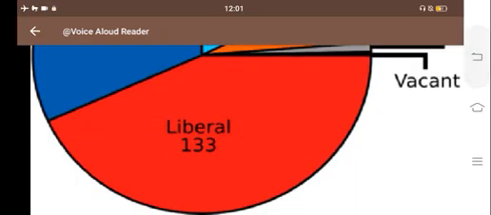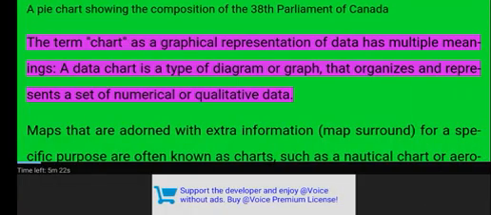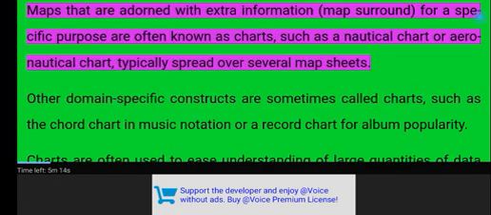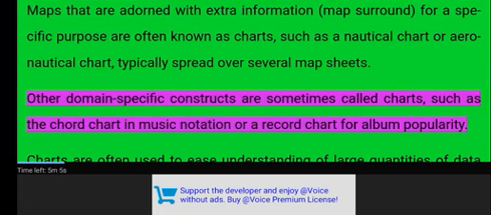The term chart as a graphical representation of data has multiple meanings. A data chart is a type of diagram or graph that organizes and represents a set of numerical or qualitative data. Maps that are adorned with extra information, maps made for a specific purpose are often known as charts, such as a nautical chart or aeronautical chart, typically spread over several map sheets. Other domain-specific constructs are sometimes called charts, such as the chord chart in music notation or a record chart for album popularity.